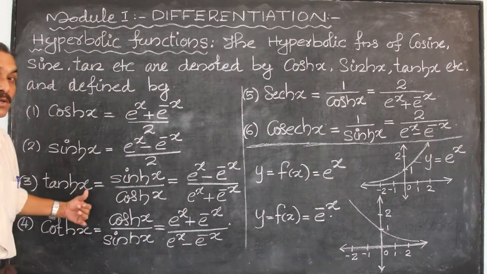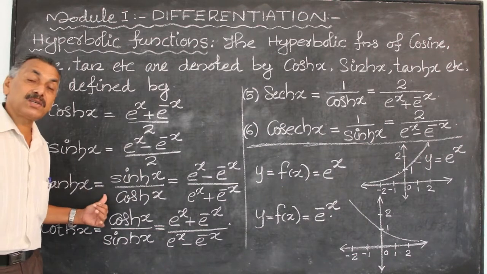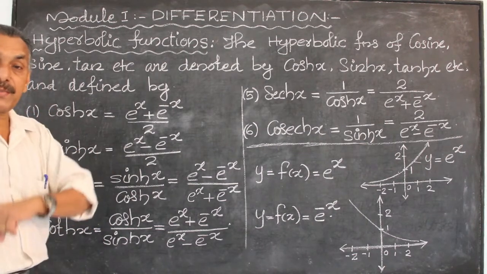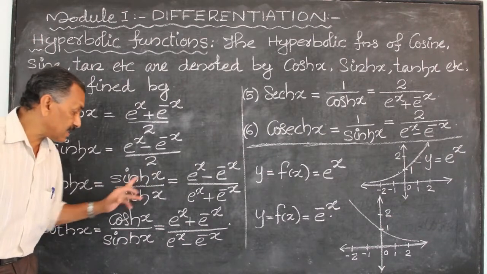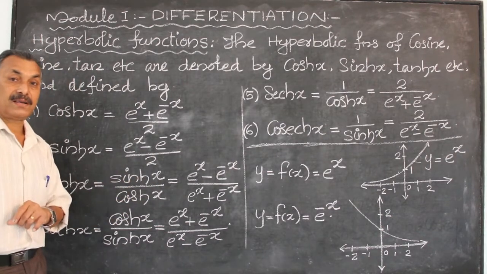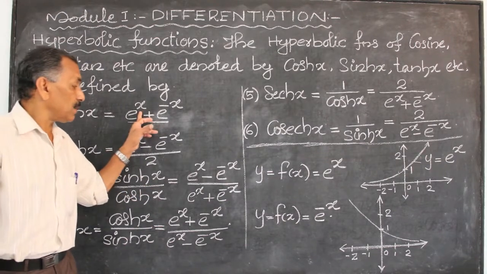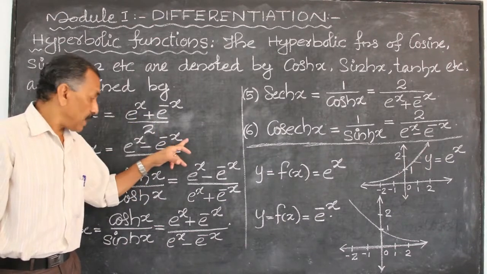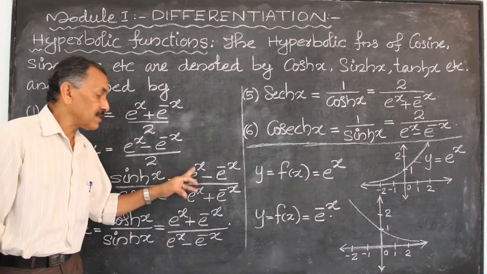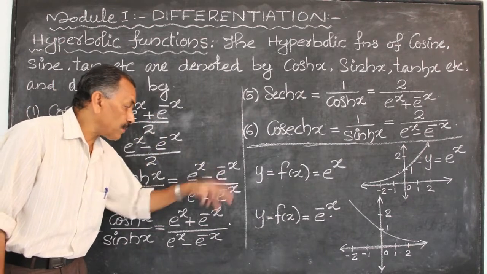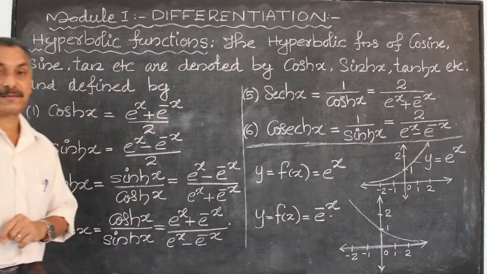Then hyperbolic function of tan hx is defined like this. Tan hx is equal to, you know, tan theta is equal to sin theta by cos theta. Similarly, tan hx is defined like this: sin hx by cos hx, that is equal to e raised to x minus e raised to minus x by 2 divided by this one. Now you can see that is e raised to x minus e raised to minus x divided by e raised to x plus e raised to minus x.